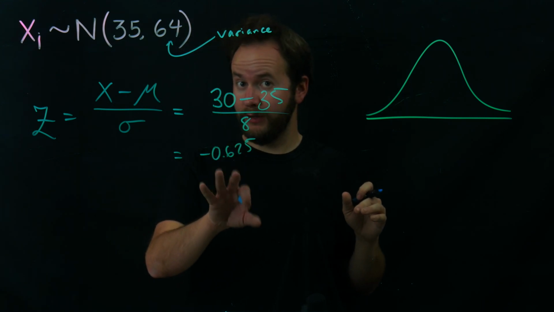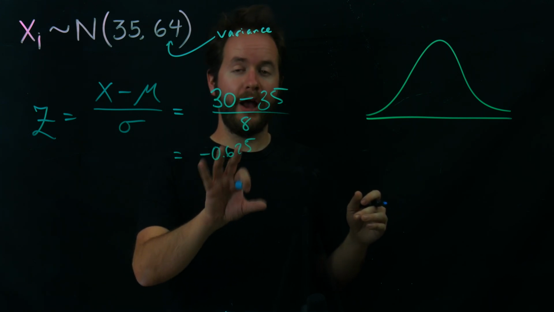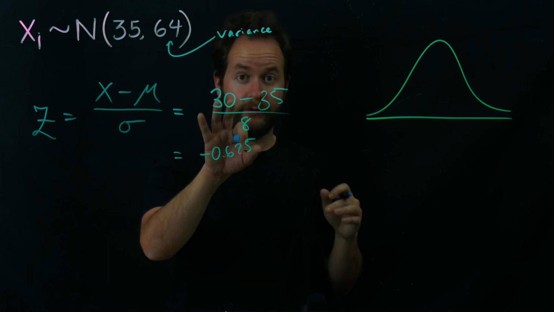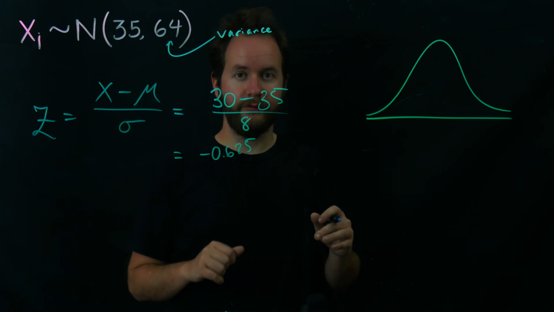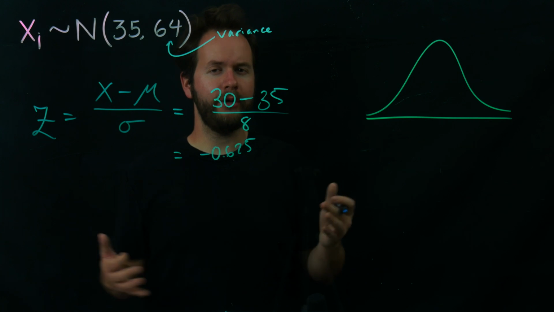Now, this is not a probability. Be very careful. Obviously, it's not a probability because it's negative, but this is a Z-score. This tells you how far from the mean. It tells you it's in the negative direction. It tells you that the $30 of revenue is below the mean, by about 0.625 standard deviations. We then need to convert that to a probability. Now, how do we do that?